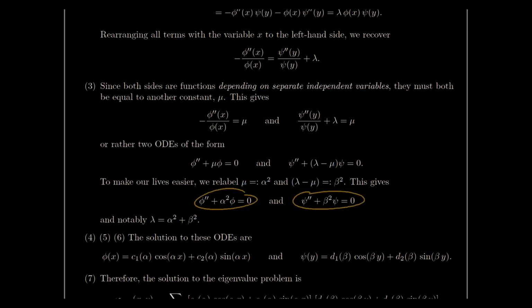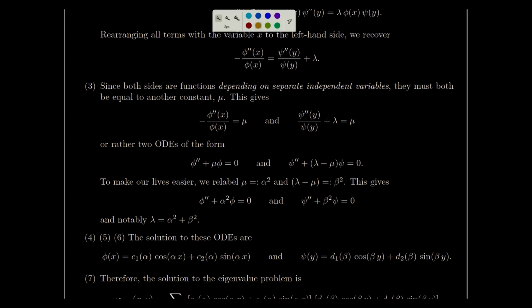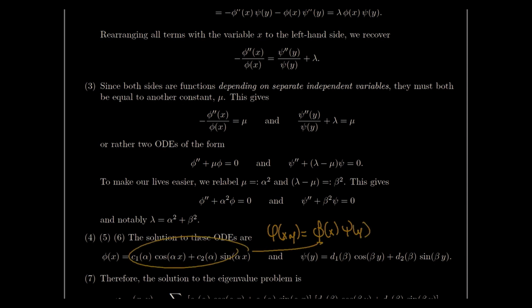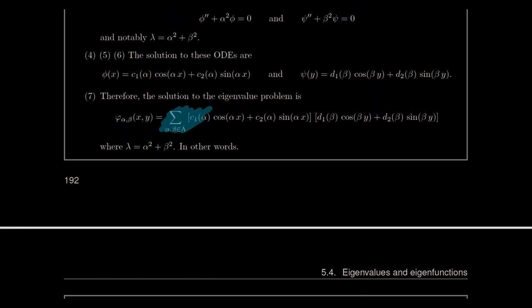Just by making those little relabelings, we immediately recover solutions because it's a second-order constant coefficient ODE. We get cosines plus sines of this particular frequency, and cosines plus sines of this other frequency. So those are going to be our two solutions, which means that our original phi of x and y is the product of phi of x and psi of y. I grab that, plug it in here, grab that, plug it in here, and then it's technically a superposition of all of those. So here's my superposition of the product of all of these solutions in both x and y.